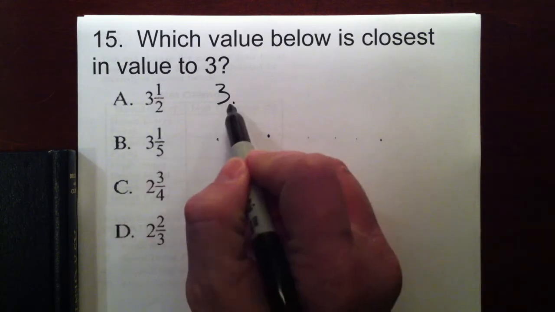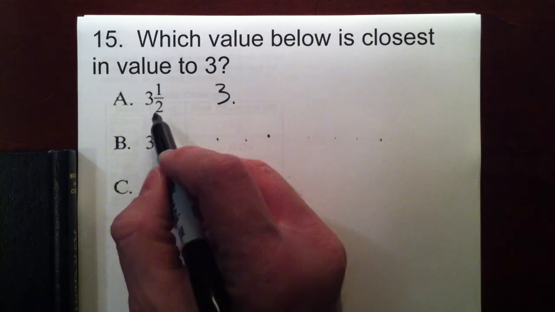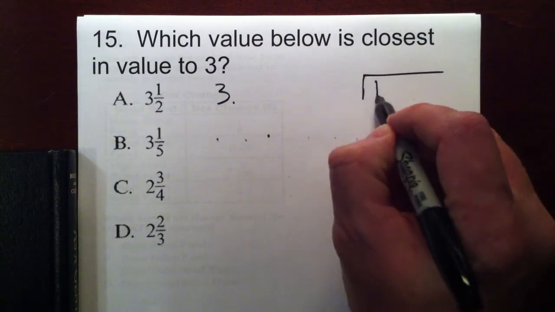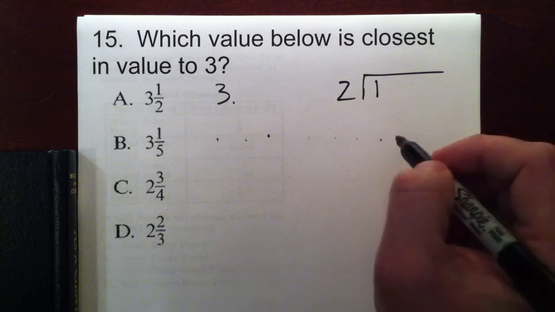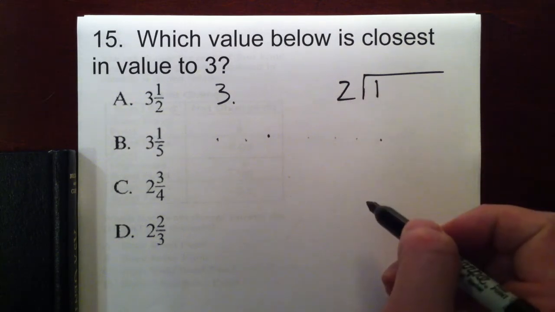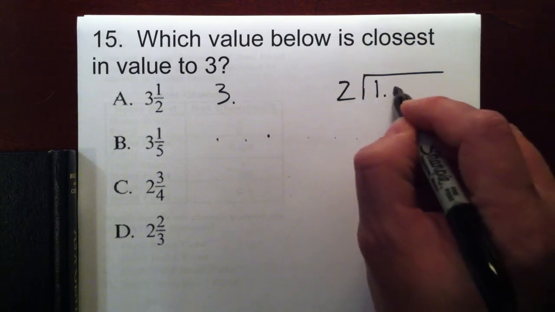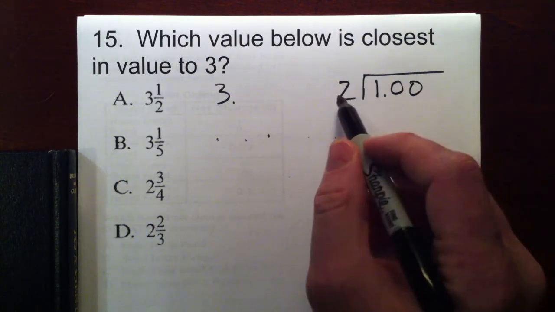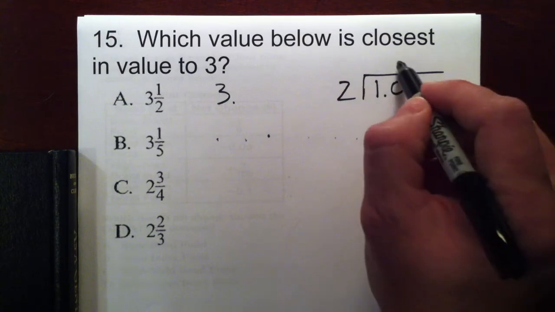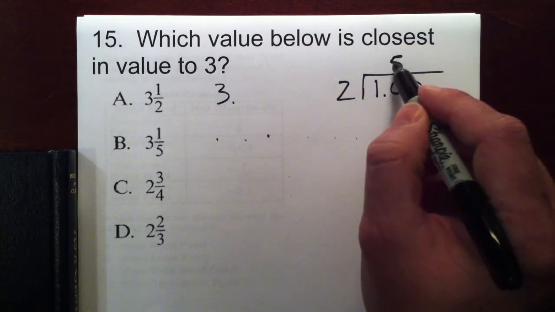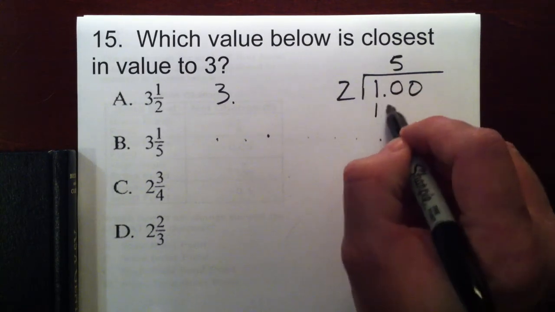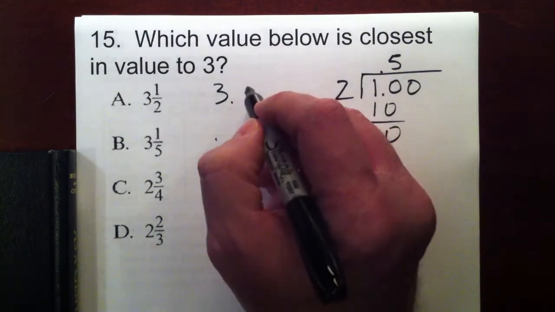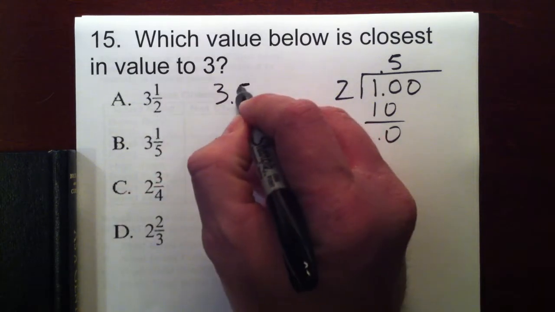Well, to find out what the decimal is, we must first divide the 1 by the 2. So in other words, the 1 goes in the house and the 2 goes outside the house. Well, 2 into 1 doesn't work, so we have to add a decimal and a few zeros. 2 won't go into 1, but 2 will go into 10 5 times. 5 times 2 is 10, and we're left with 0. So our answer is 0.5. 3 and 1 over 2 becomes 3.5.